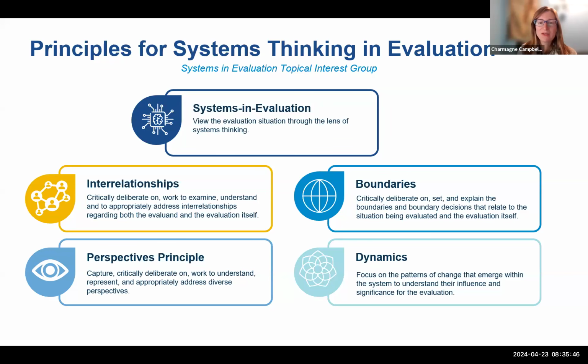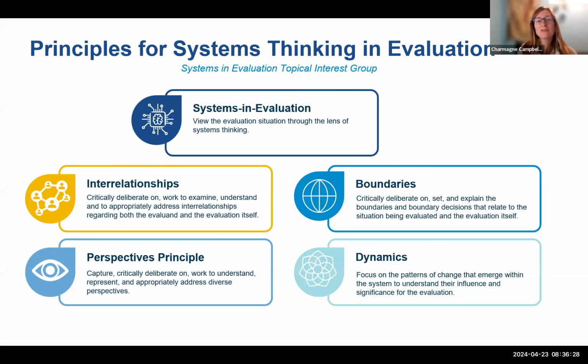And then there are also global evaluation networks. But this comes out of the American Evaluation Association, and the Systems and Evaluation Interest Group looked at developing a set of principles for how to embed systems thinking in evaluation. And principles are a great way to think about systems because they provide guidance without being overly rigid. So this isn't a checklist. This isn't a set of rules that are going to be exactly the same in every context that you work in. But these are meant to provide overarching guidance that needs to be contextualized to your specific situation.